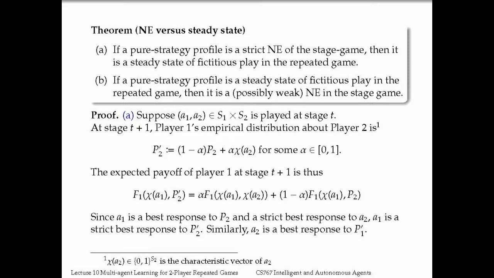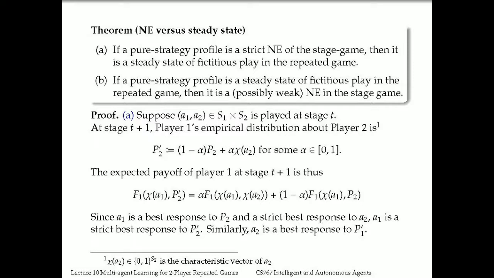So if a pure strategy profile is a steady state of a fictitious play, this means that after a while the players will just fix on these actions forever, then that pair of actions will be a Nash equilibrium in the stage game. And it's possibly a weak Nash equilibrium. It doesn't have to be a strict Nash equilibrium, but it would definitely be a Nash equilibrium, right? So this shows that indeed this fictitious play is a way for us to achieve Nash equilibrium, really achieving the dynamics that lead up to Nash equilibrium of the game. Right? How are we going to prove it?